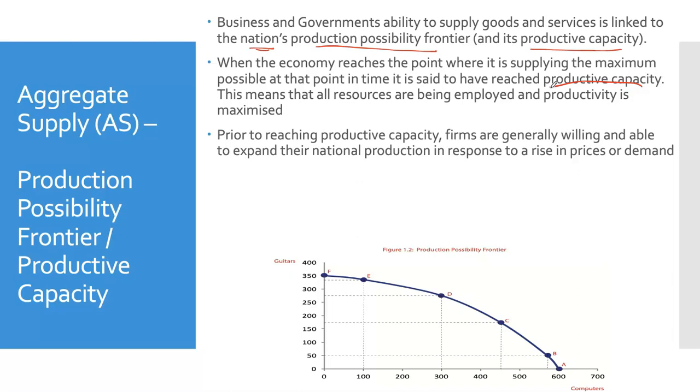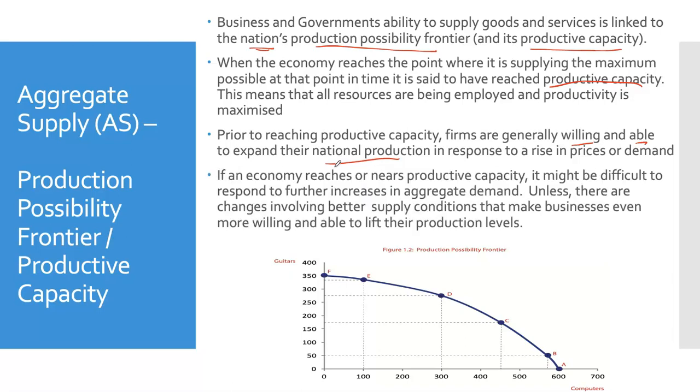Now, understanding that prior to reaching this productive capacity, so prior to maxing out how much we can make, businesses or firms are generally willing and able to expand their production if there's a rise in price or a rise in demand. So if we're not at our capacity and a particular product is demanded more or price has gone up for that, now let's think about in terms of COVID, they were products like face masks and toilet paper and stuff. Businesses are able to produce that. But as the economy reaches or nears that productive capacity, we might have some difficulties in meeting our needs unless something changes.